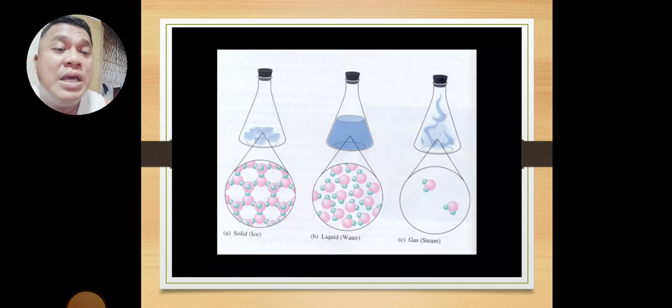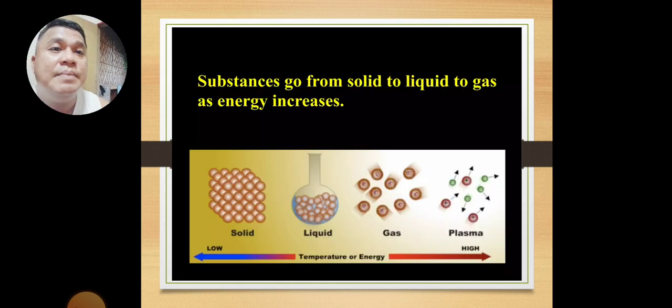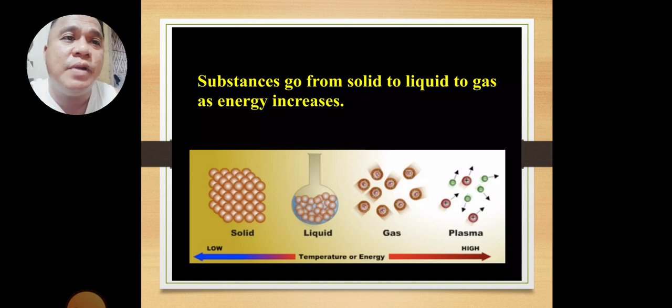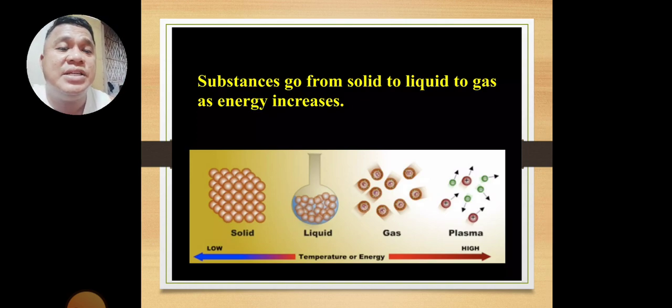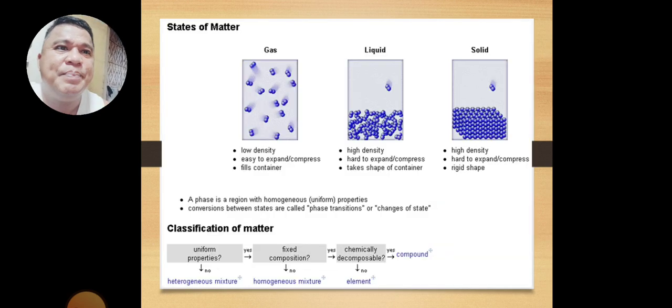Try to imagine these are the atoms and molecules inside the solid, liquid, and gas. Substances go from solid to liquid to gas as energy increases. So there are commonly three states of matter: solid, liquid, and gas. Then the fourth is plasma, which has a very high temperature and energy. Sometimes gas combined with other liquids is considered plasma.